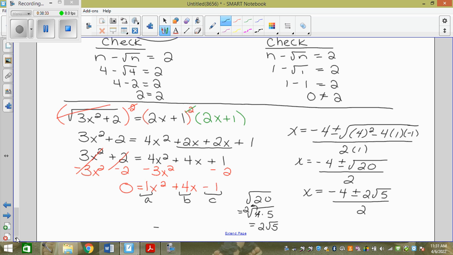Now am I done? No, I can take something out of the three numbers. What can I take out? A 2. This becomes negative 2, this becomes 1, this becomes 1. If the 1 is in the denominator, I don't need to write it. So negative 2 plus or minus root 5 is my answer. I can turn them into decimals and check them. They're both going to work.